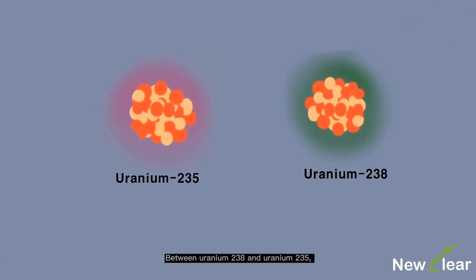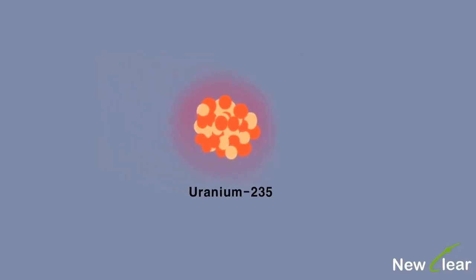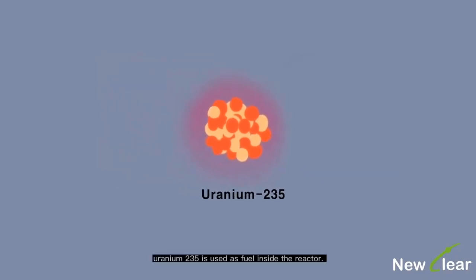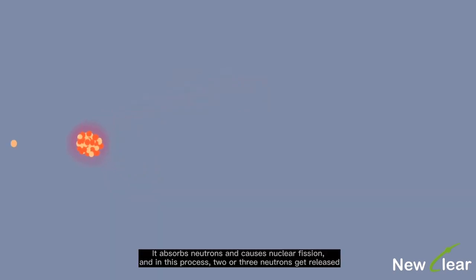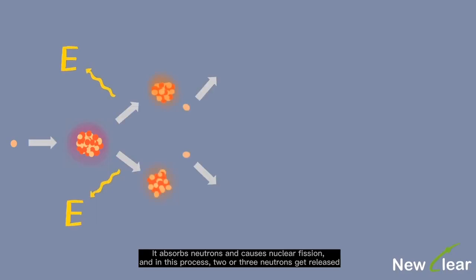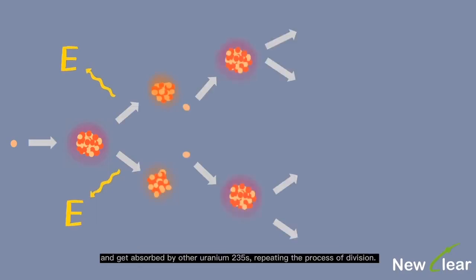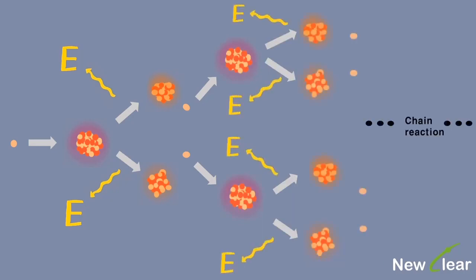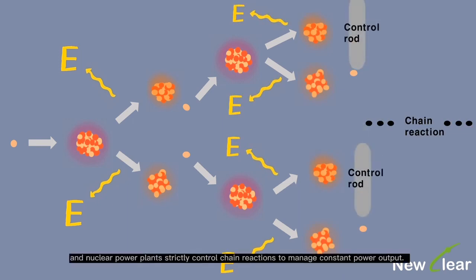Between uranium-238 and uranium-235, uranium-235 is used as fuel inside the reactor. It absorbs neutrons and causes nuclear fission, and in this process, 2 or 3 neutrons get released and get absorbed by other uranium-235s, repeating the process of division. This process is called a chain reaction, and nuclear power plants strictly control chain reactions to manage constant power output.